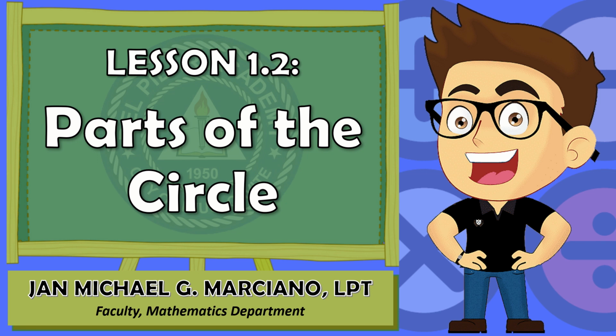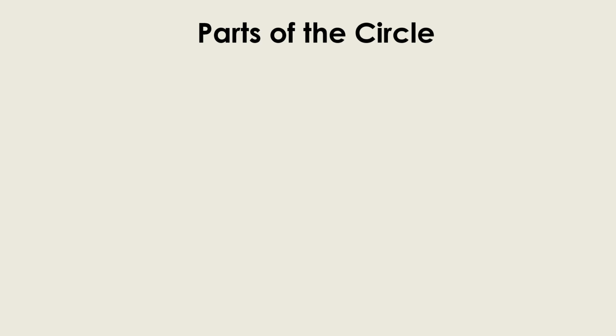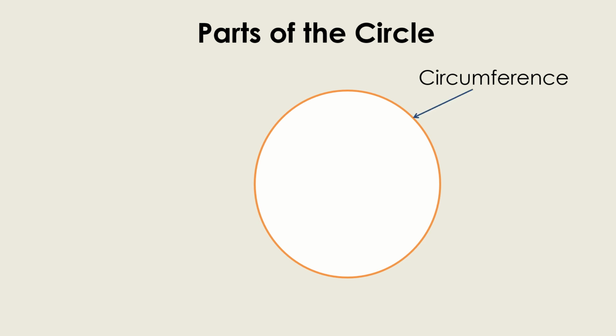A circle refers to the set of all points in a plane equidistant from a fixed point, which is called the center. Let us recall the parts that were discussed yesterday. First, again, that is a circle. That is an example of a circle. And what do we call the distance around the circle? Okay, that is called the circumference.